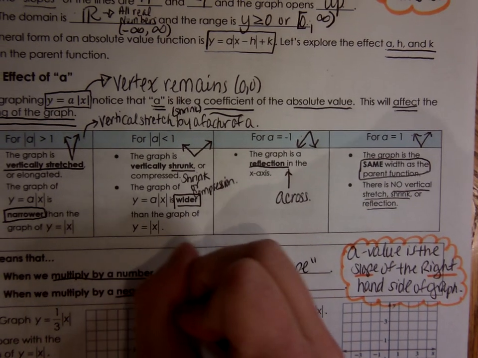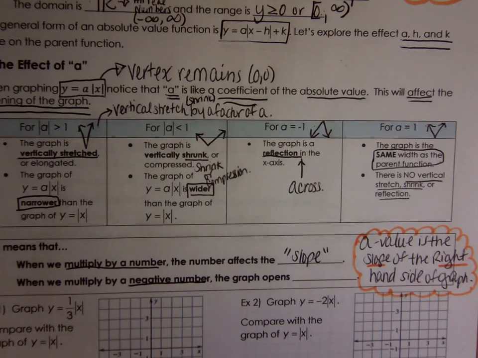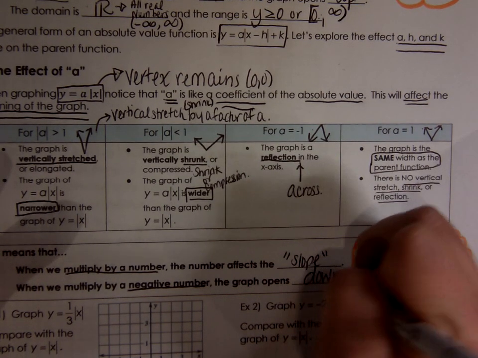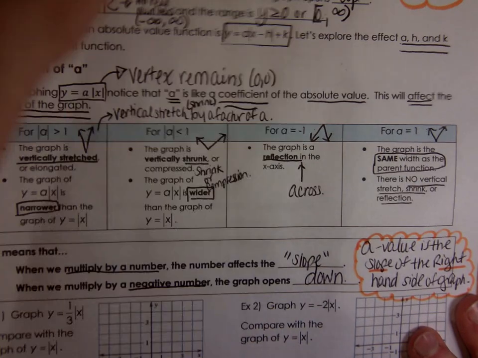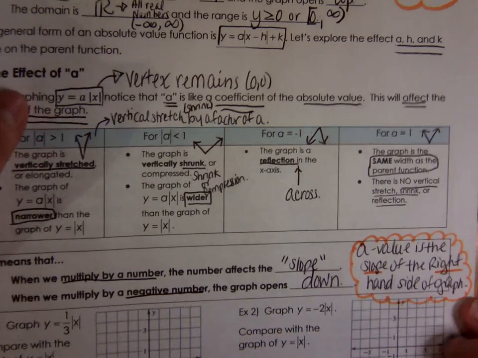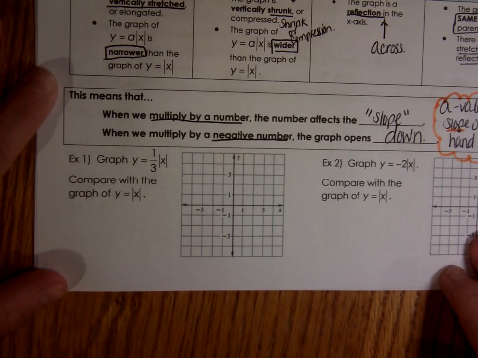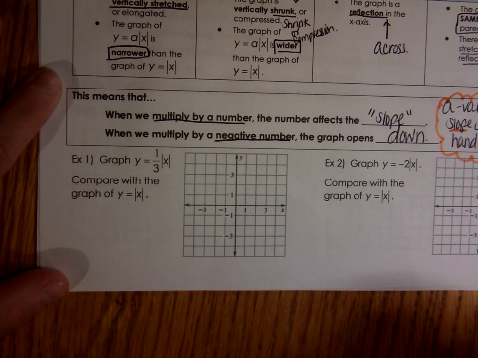Now, when we multiply by a negative number, it doesn't have to be -1, any negative number, that means that the graph opens down. So those are two things that I really need you guys to take away from the value of A. So in this example, we have y is equal to 1/3 times the absolute value of x.